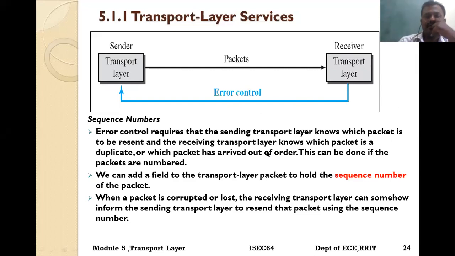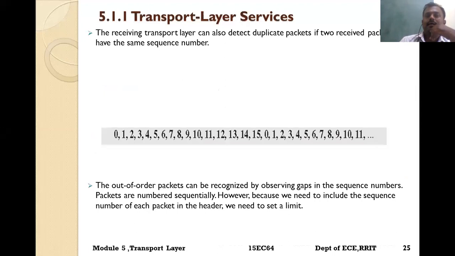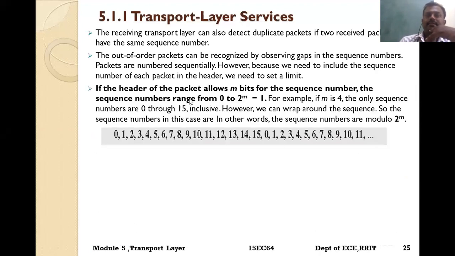The sequence number is provided using a binary range from 0 to 2 to the power of m minus 1. In this example we have taken m equal to 4. So 2 to the power of 4 is 16, minus 1 is 15. So 0 to 15: 0, 1, 2, 3, 4, 5, 6, 7, 8, 9, 10, 11, 12, 13, 14, 15. That is 16 numbers. The sequence number continues for every packet, from 0 to 15, and keeps on continuing. This is how the sequence number is assigned.